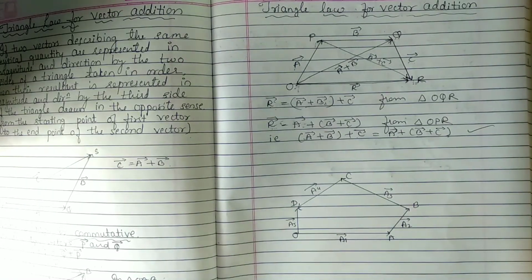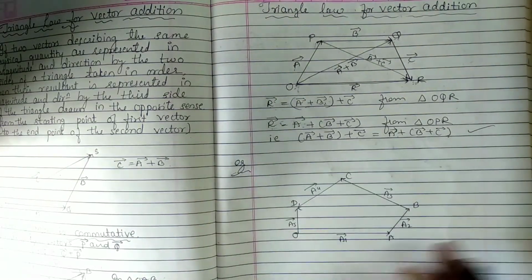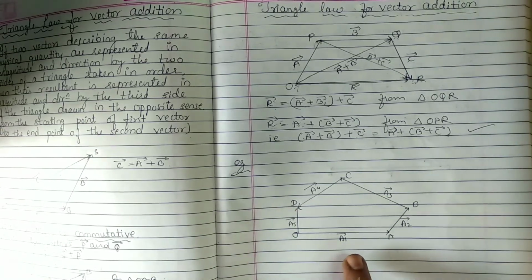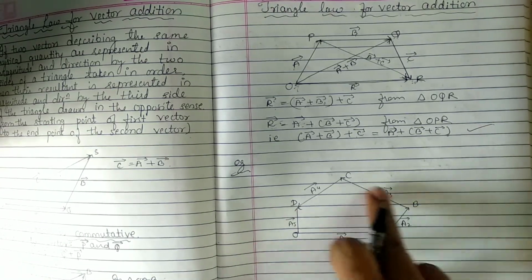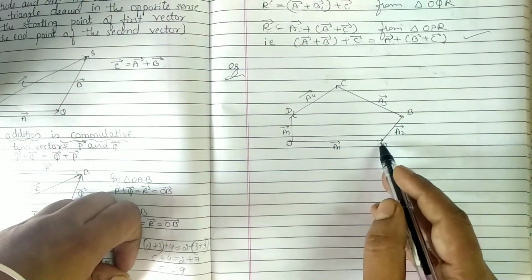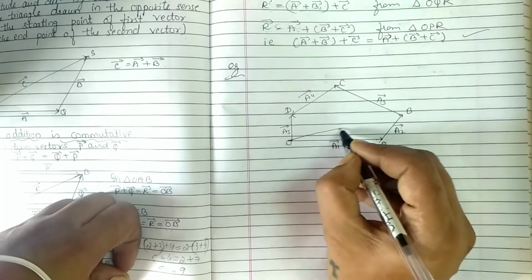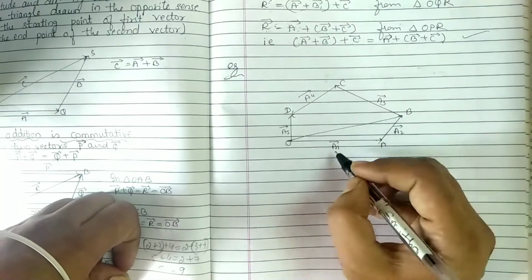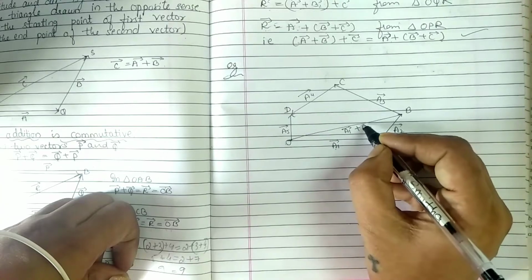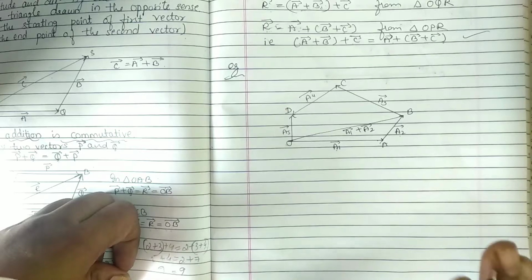Now let us solve some numericals. Here is an example I have taken. From the given figure, determine the resultant of 4 forces. Which are the 4 forces here? A1, A2, A3 and A4. So let us begin. O to A and A to B are in order. So what will be the resultant now? This will be the resultant of these two. So this will be the result of A1 plus A2.